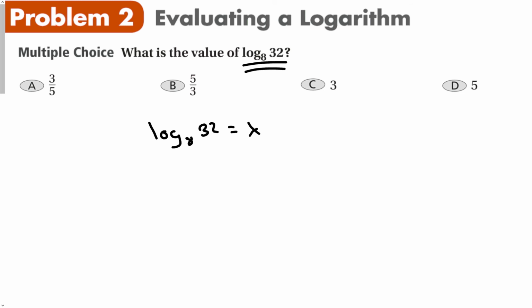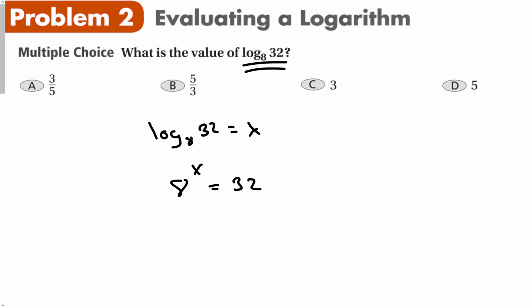Well, let's rearrange this. And this is how we're going to solve a lot of logarithmic equations. Let's rearrange this as an exponential equation. And I can get rid of the word log by just rearranging this and saying that 8, the base, to the x, since answers to logarithms are exponents, so make that an exponent, is equal to 32.